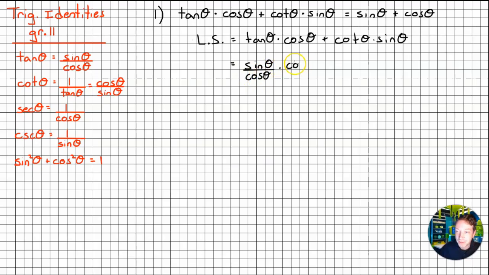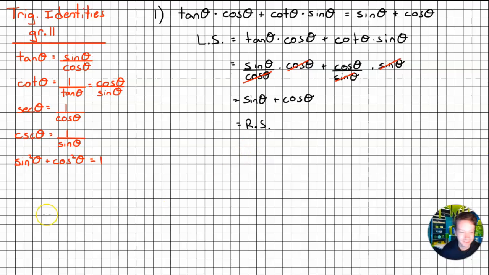And then we still have that cos theta here. And cotan theta is right here. It's going to be cos theta over sine theta. And then times by the sine theta here. So now you can see these cos thetas will cancel. These sine thetas will cancel. And we end up with just sine theta plus cosine theta, which is equal to right side. That's all there is to it.